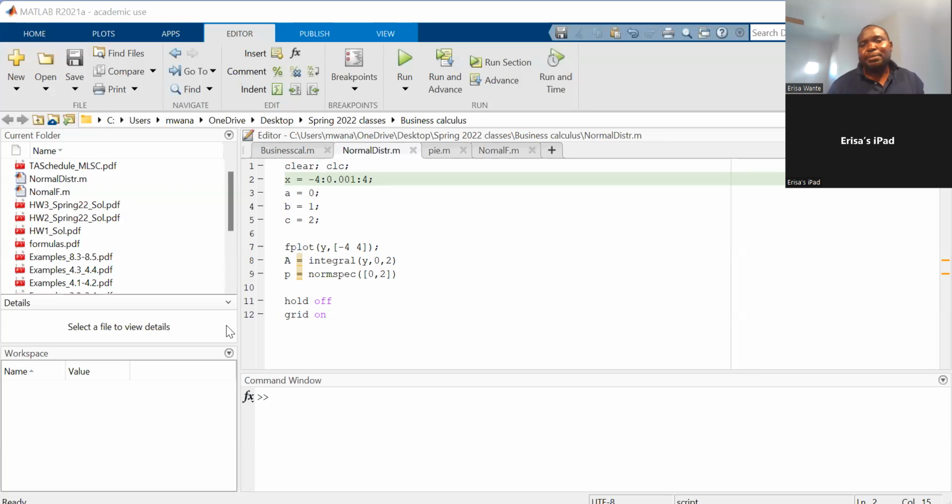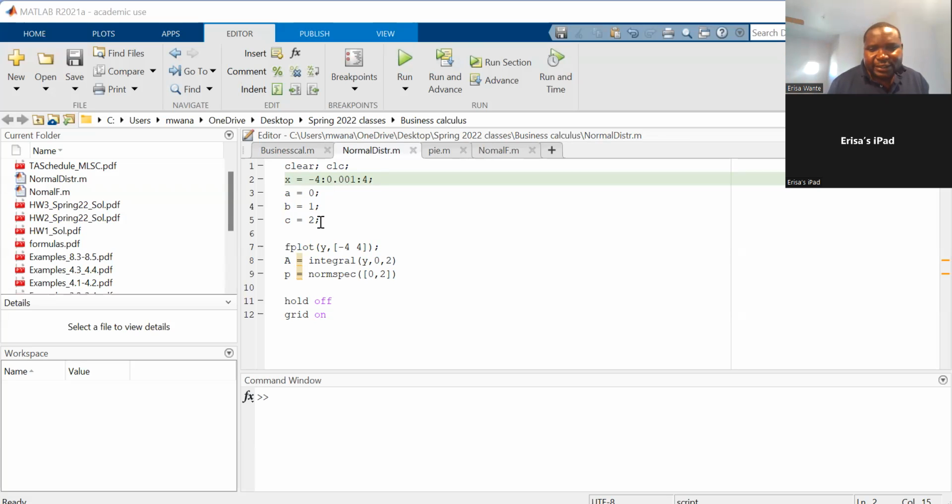Okay, this is what I have on my screen. I have a program called MATLAB. MATLAB is a programming language. And what I want to do is plot the normal probability density function for x from -4, increasing in steps of 0.001 up to 4. I have mu and sigma. I'm using a for the mean. For a standard normal, the mean is equal to 0, so a is equal to 0. And b, which I'm using for the standard deviation, is equal to 1.